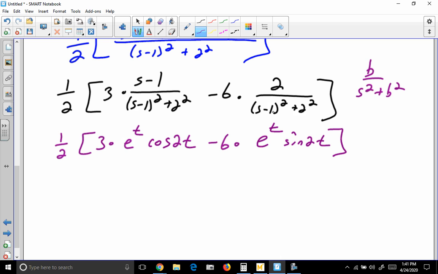So the s minus 1, that's where we got the e to the t from, because we had that translation. We had the s minus 1, so a variable on top, so cosine here, and a constant on top, so sine here. We could distribute the 1/2 if we wanted to, or we could factor the e to the t's out front. Either way, that's fine.